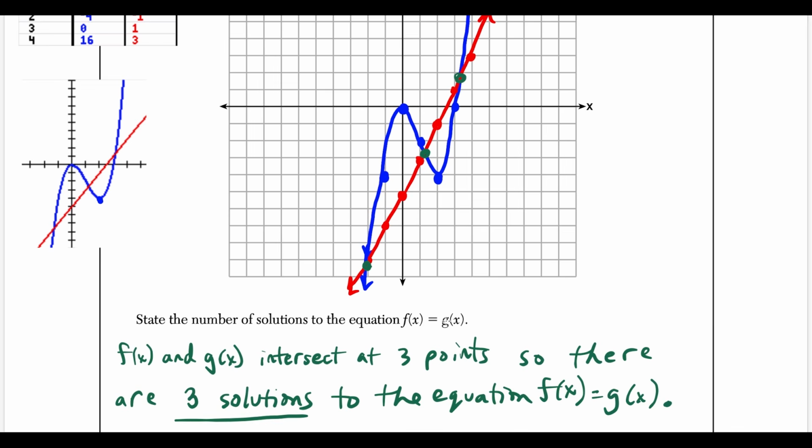Now, I know they didn't tell us to explain our work here, but just in case they ask you to explain, this would be a full sentence that would explain why we have 3 solutions.